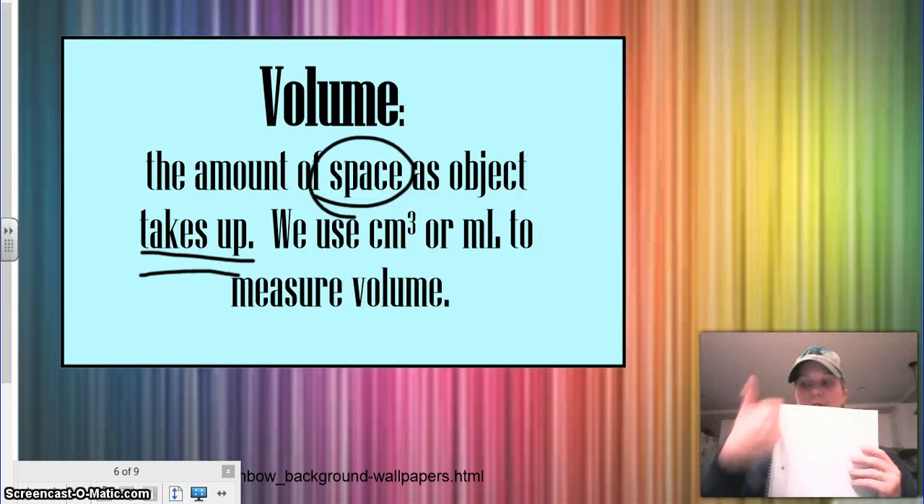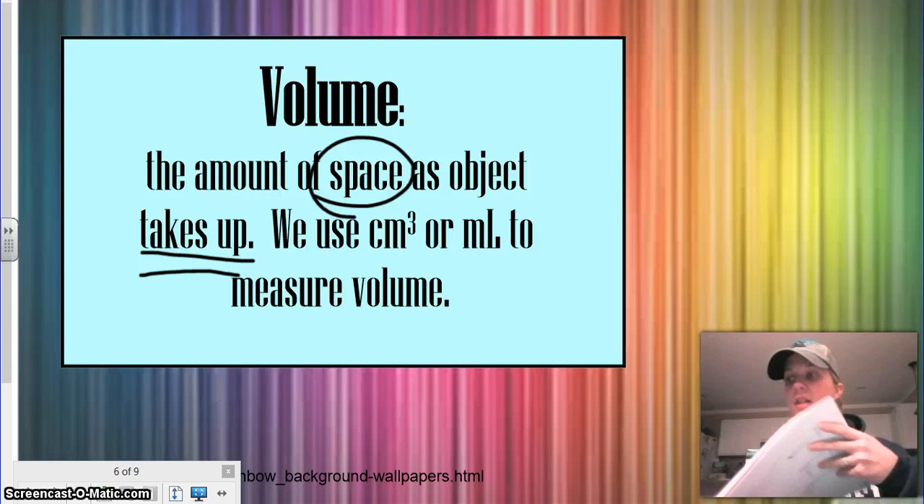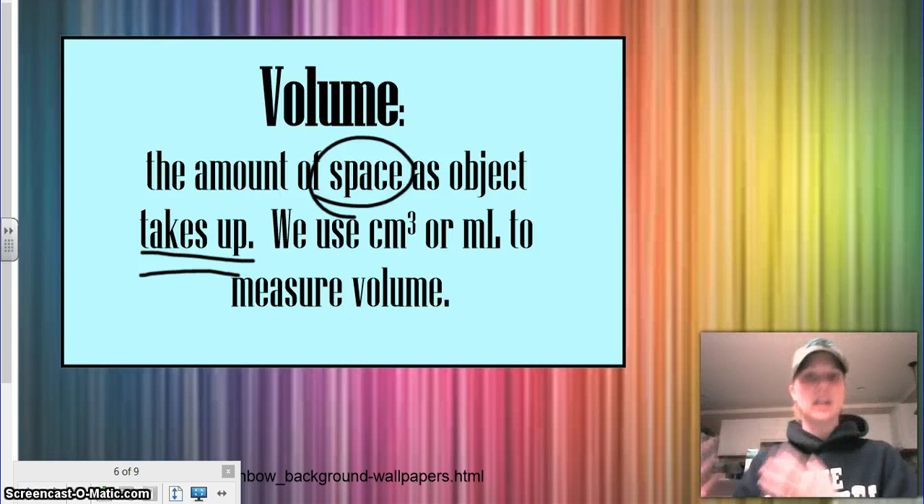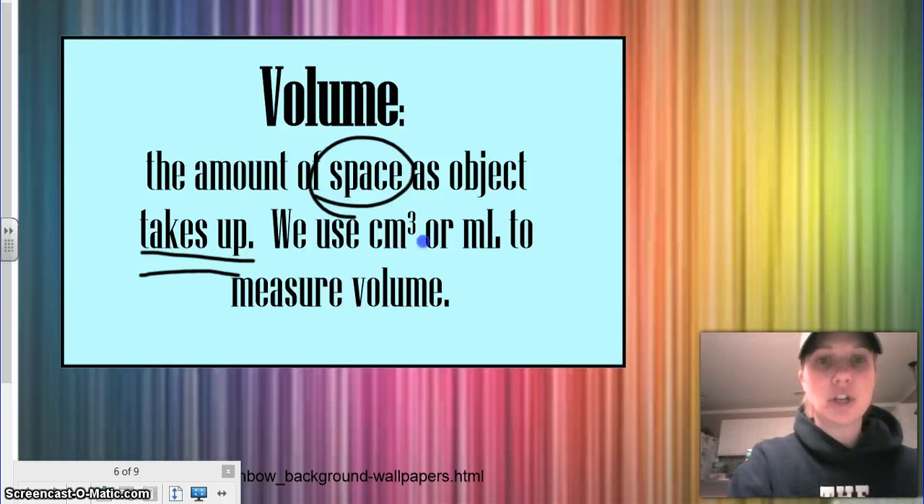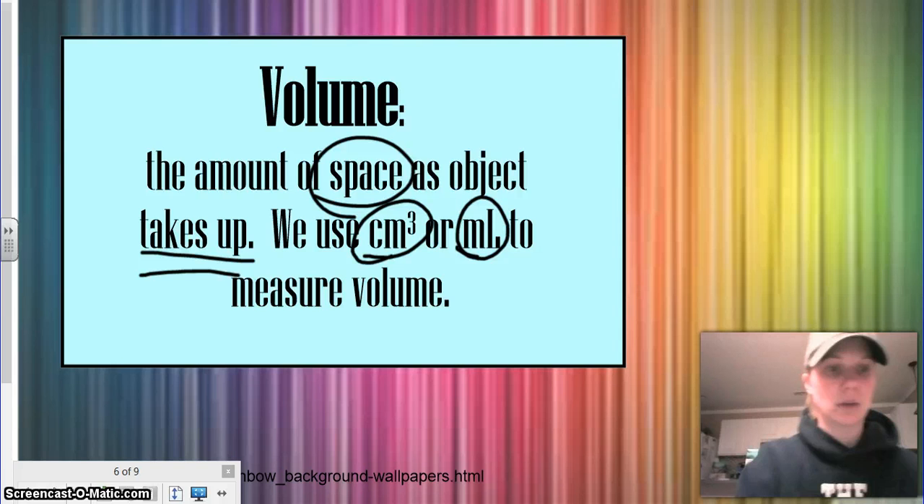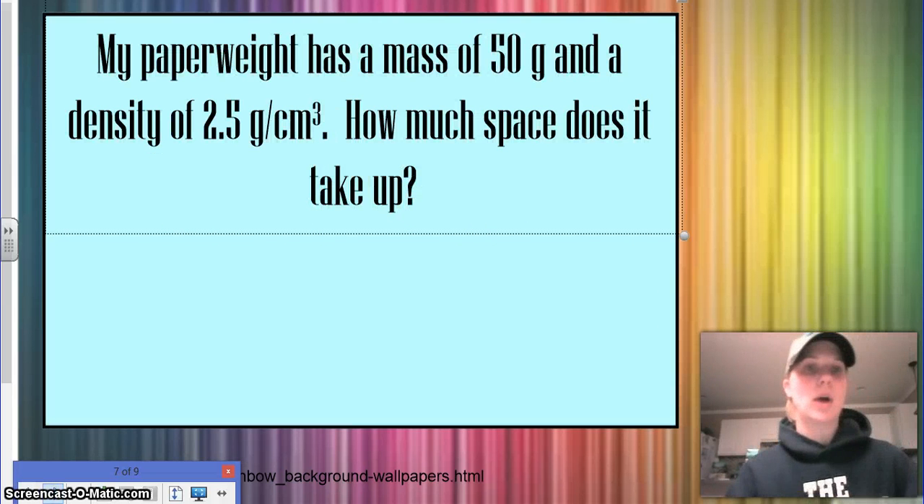Okay, very easy to measure length and width and height. That is the space that this mass is within. It's in this space. And we're going to use centimeters cubed or milliliters as our unit for volume. Okay, so let's look at the problem.